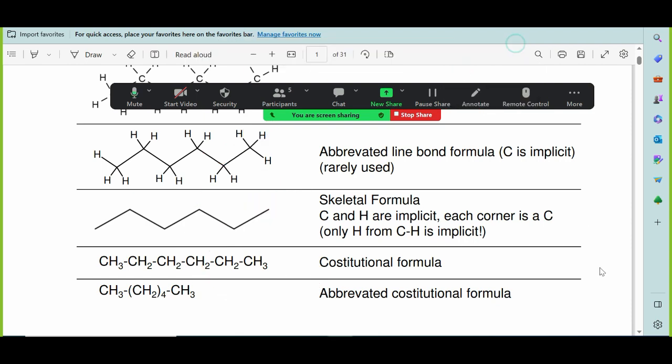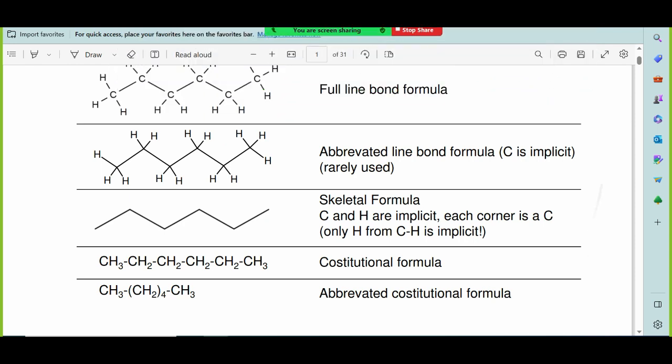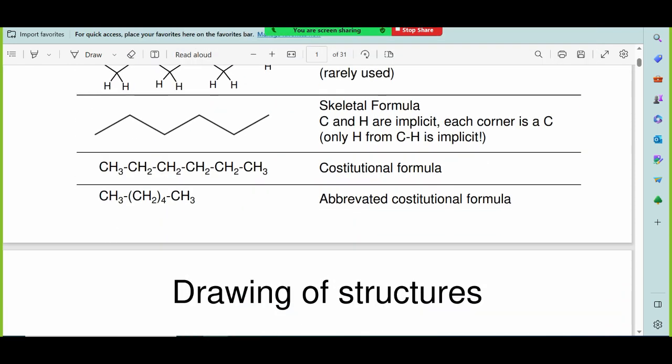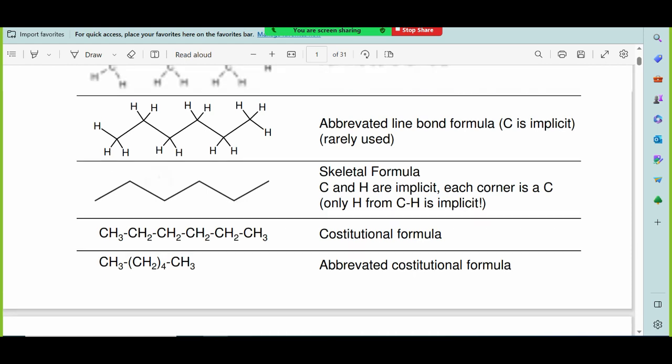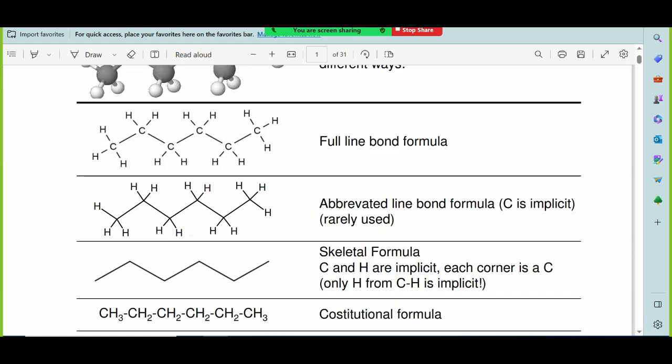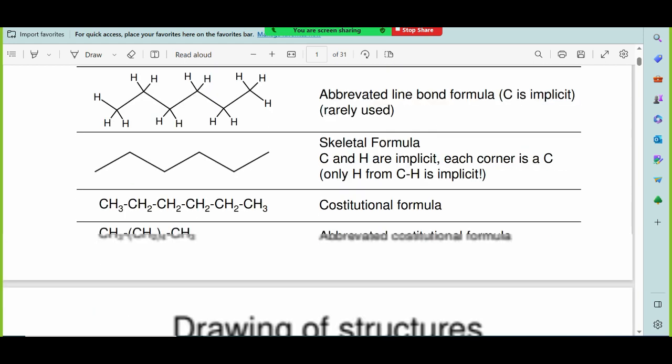And then we have another structure, which is called the constitutional formula. And here we don't draw the bonds or the lines, we just compress or condense them. So instead of writing C and drawing these 3 H, we just write CH3. And we know that they are 3 different bonds. So we just write CH3 and then CH2, CH2, CH2, CH2, CH3.